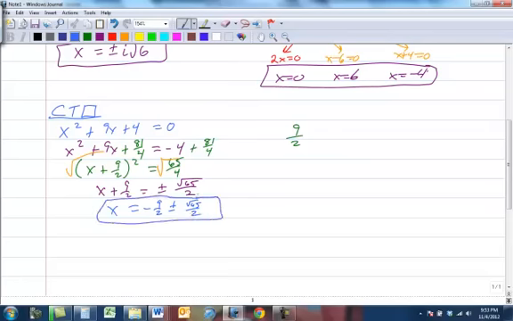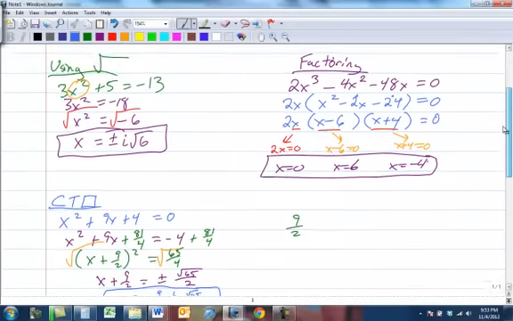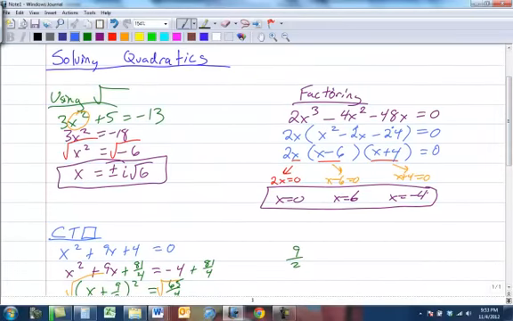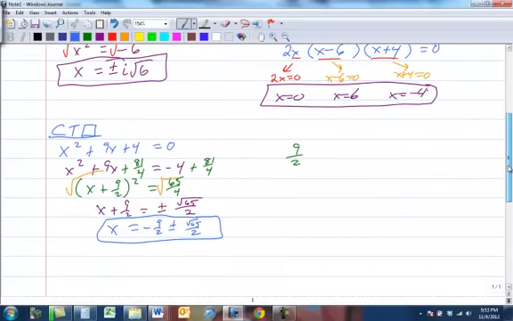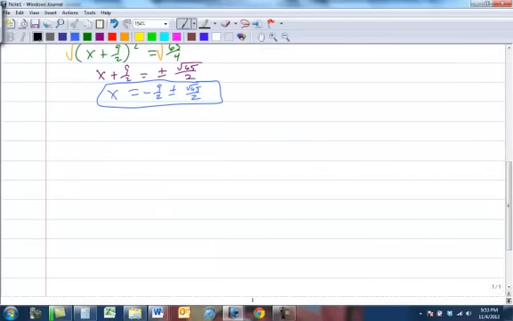Completing the square. So like I said, we gave you the easy ones, then we gave you a little bit harder, but still easier, but it doesn't always factor. And then we came to completing the square, which always works no matter what the case is.